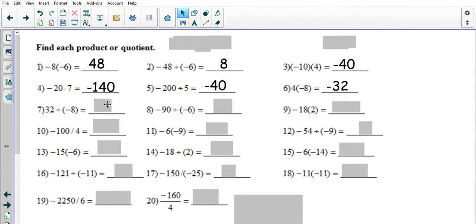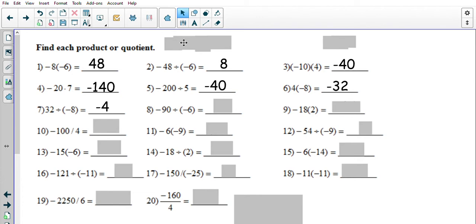Number 7, 32 divided by -8. You see a lot of the same numbers repeated because I just took these problems from both multiplying and dividing lessons and put them all together. Signs are different. Our answer will be negative, and 32 divided by 8 is 4. So my solution will be -4.